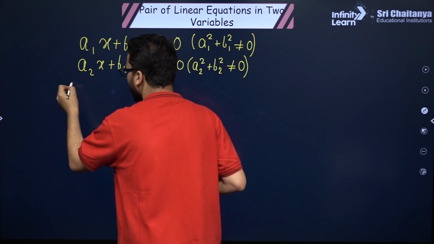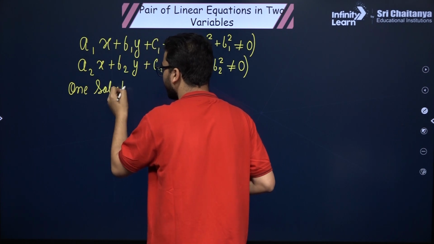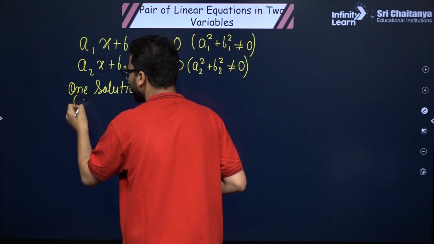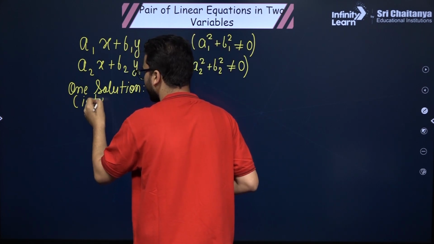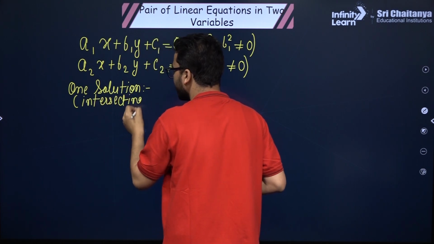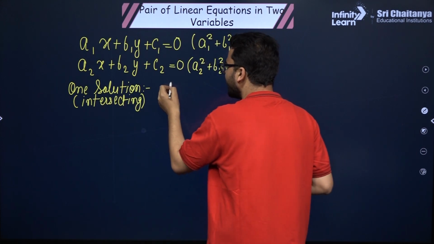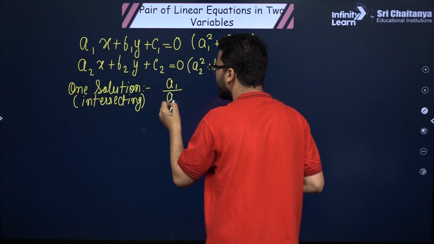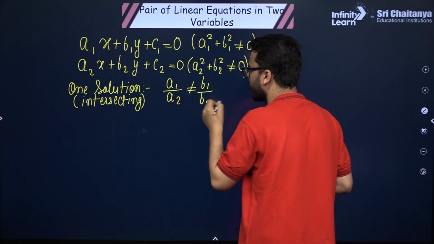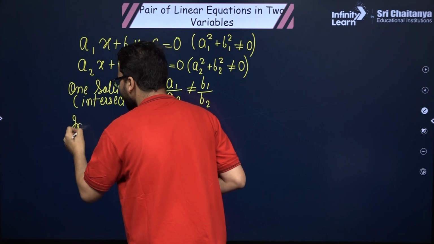That the conditions for one solution, if you have got one solution, so you call it one solution, or geometrically you call it intersecting lines, because their graphs will obviously be straight lines, guys. So the condition for one solution, or unique solution also you call it, is a1 by a2 is not equal to b1 by b2. Right?